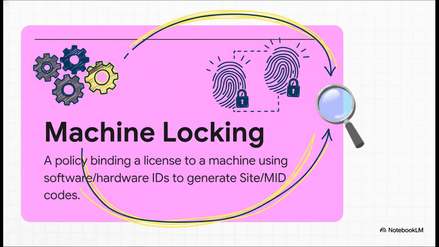Well, the policy you set up grabs a unique mix of identifiers from the user's system. It then uses these to generate two super important codes, the site code and the machine ID, or MID. You can think of these together as a unique fingerprint for that specific installation. And these two codes? They are absolutely fundamental to how the whole activation process works.